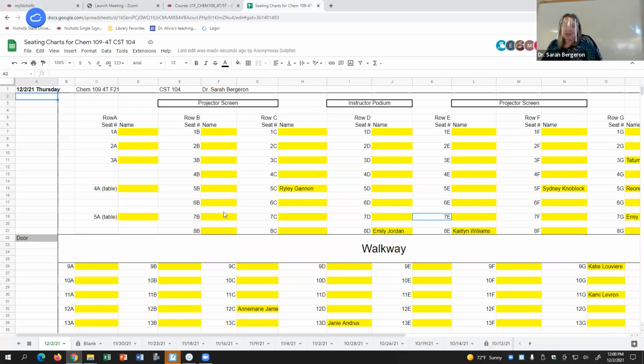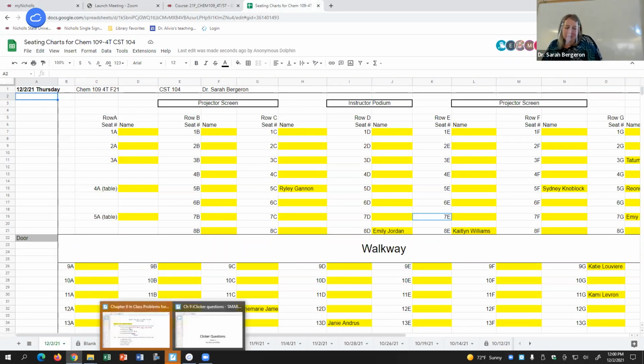All right, so the seating chart is up. You can go ahead and do the seating chart. And then you're going to need iClicker. You need a calculator. You need your best friend. All kinds of stuff.